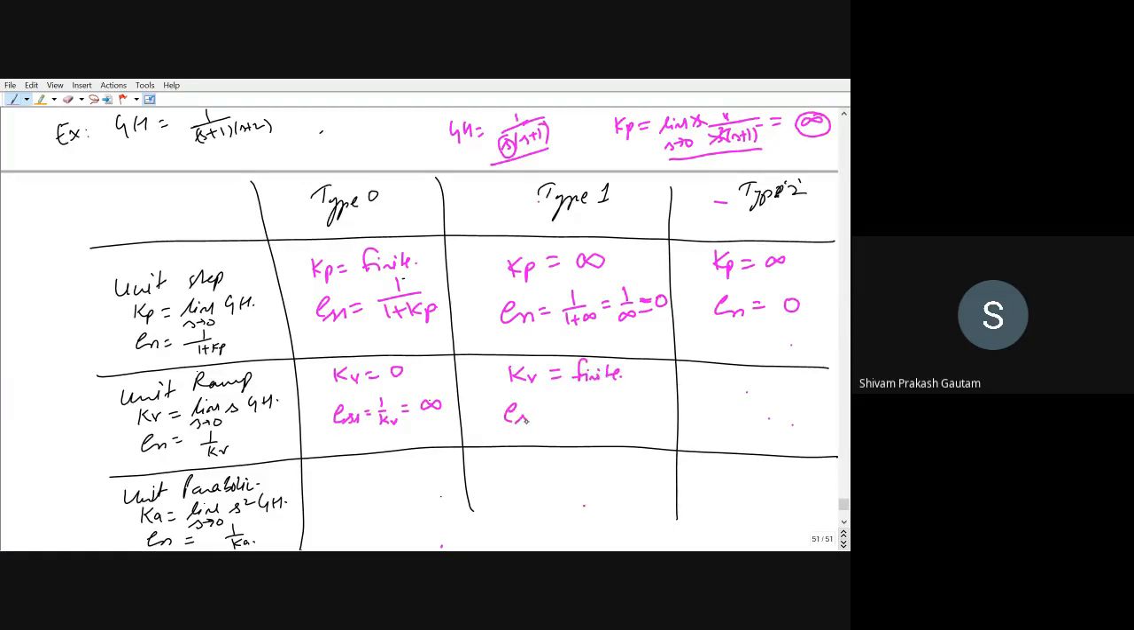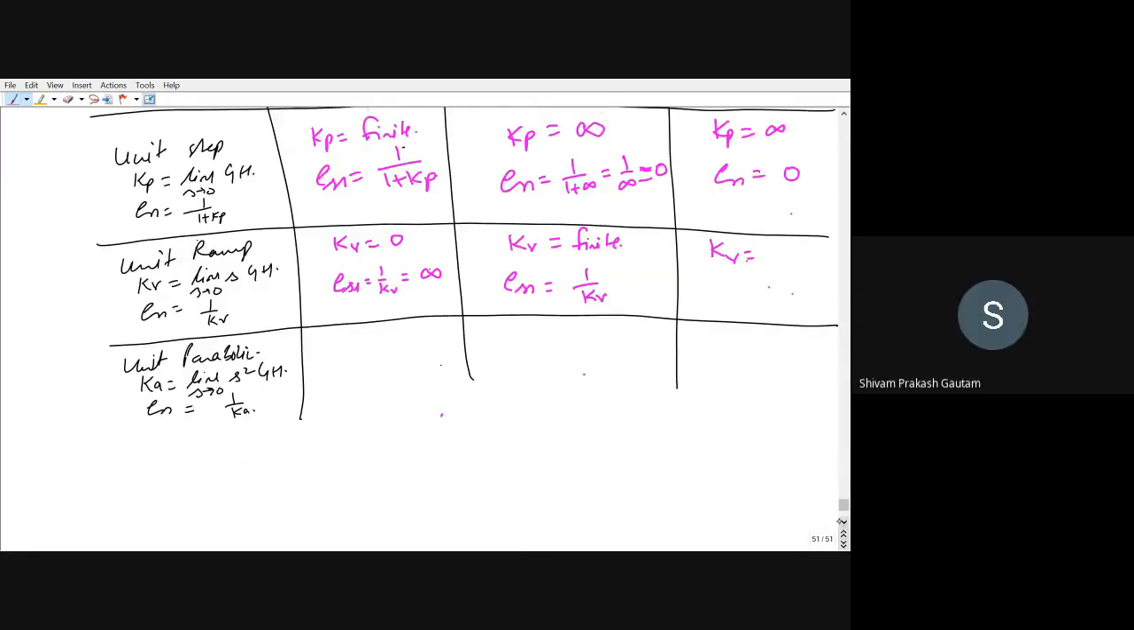And ESS will be equal to 1 upon KV. Now if you are having a type 2 system, so KV will be equal to how much? Infinite. Yes. Let me show you one example, for those who are not understanding.